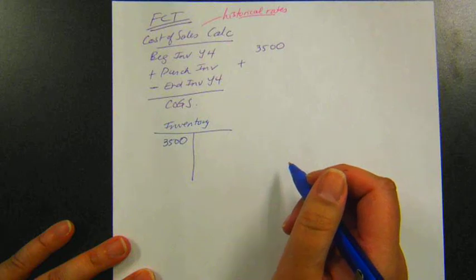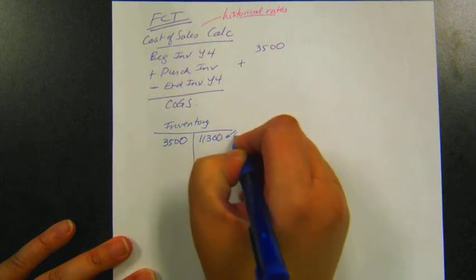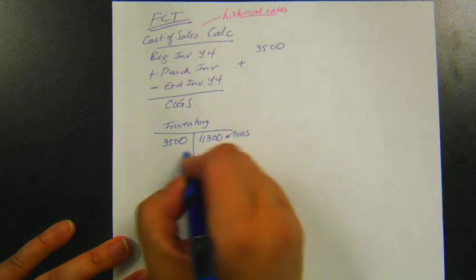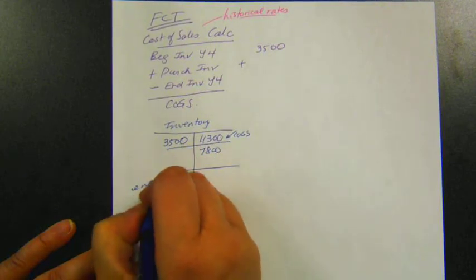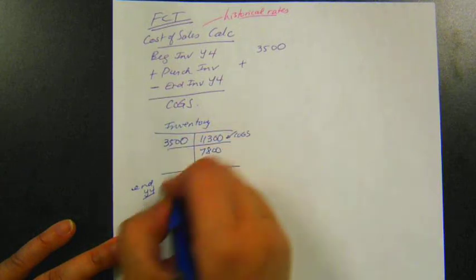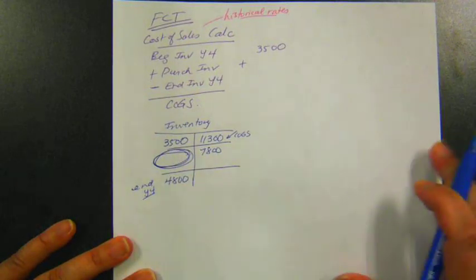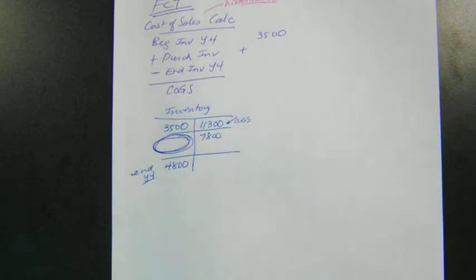Now, what happened during the year? Did we sell some inventory? Yeah, how much? Yes. And that's our cost of sales, our cost of goods sold. So that gives us a balance of 7,800. What should the ending balance be in year 4? 4,800. So I have to fill in the blank and see what number's missing. That's our purchases. So go ahead and do that, you guys, and tell me what you get.